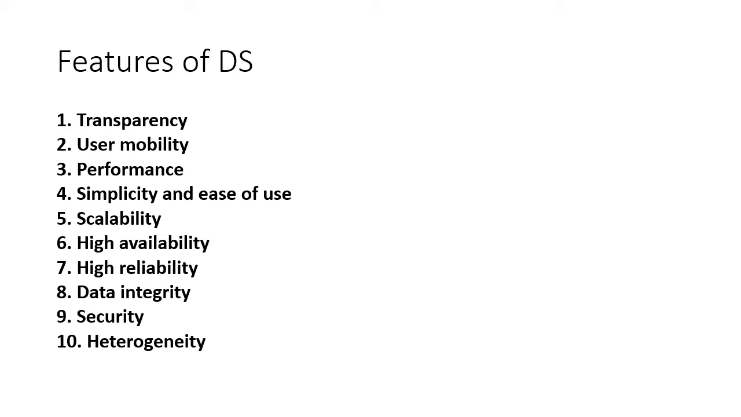Our 10th point is heterogeneity. Heterogeneity means that the distributed system does not have a limitation that all the systems connected on a network should have the same configuration. They can be separate systems with different configurations. So it is not an issue that all the systems should have similar or exactly the same specifications.